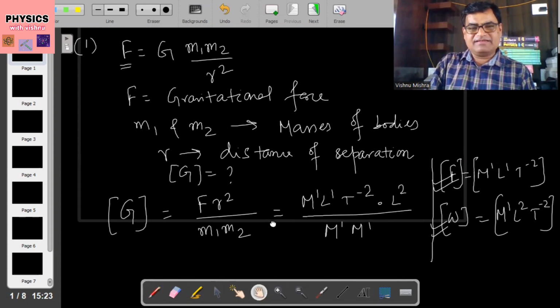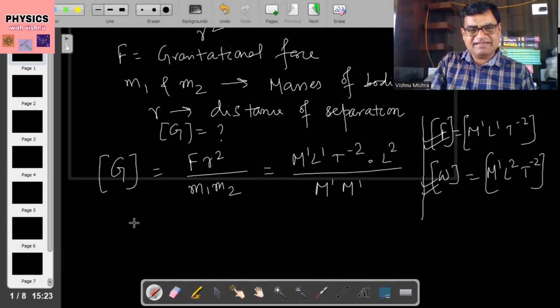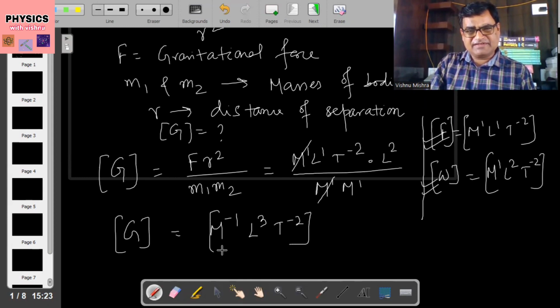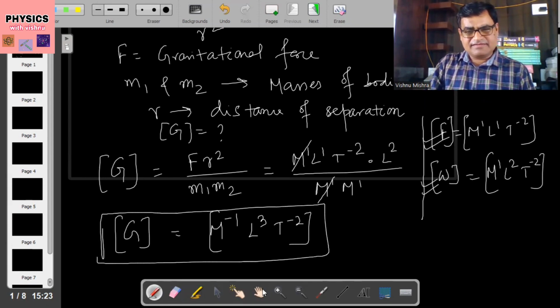Now what is the dimension of G? One M cancels out here, so this is M minus 1, L3 T minus 2. This is the dimension of G and this is the answer. Clear?